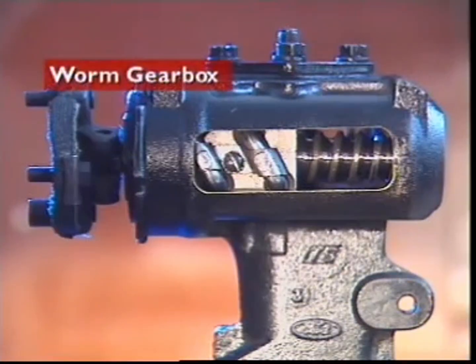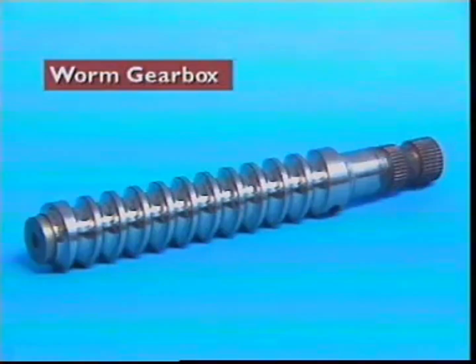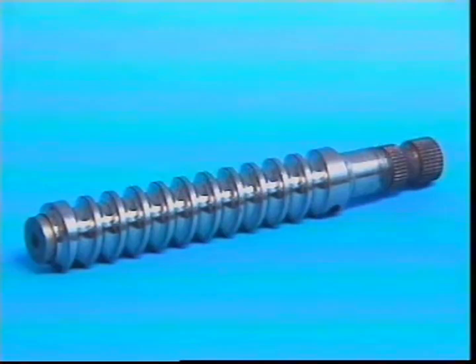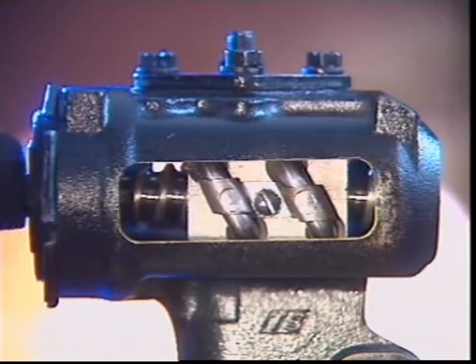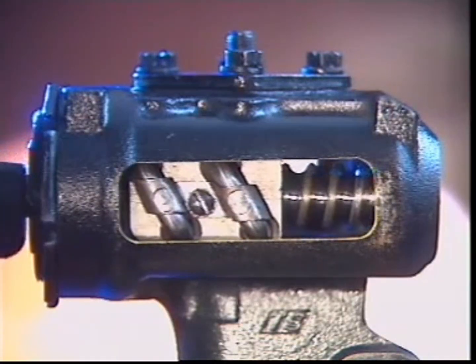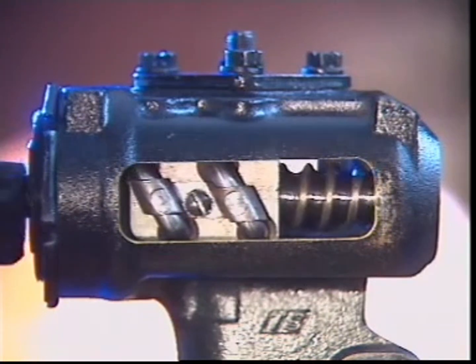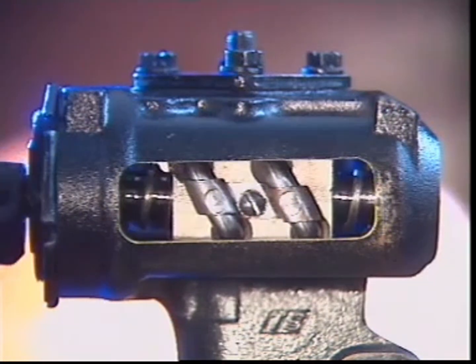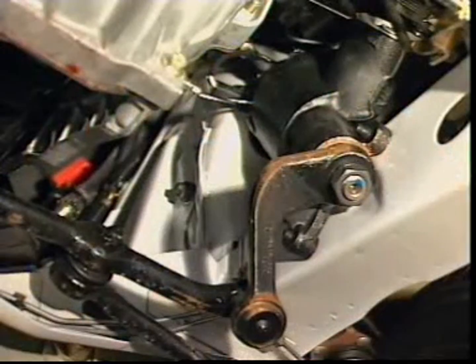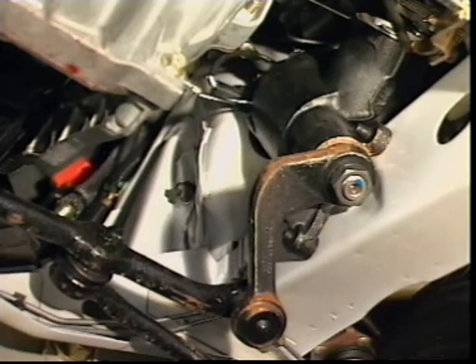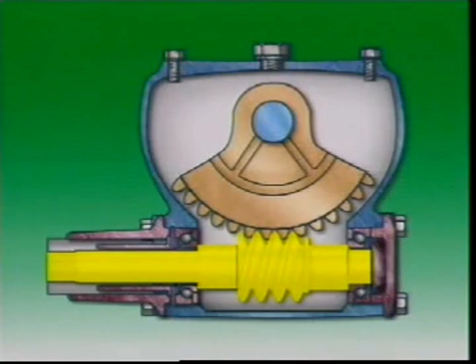This section examines the worm gearbox. A worm gear has teeth cut in the shape of a helix. The steering box is a gearbox. It converts the rotary motion of the steering wheel to the linear motion needed to control the wheels. Its gear ratio increases output torque and reduces the effort the driver has to apply.